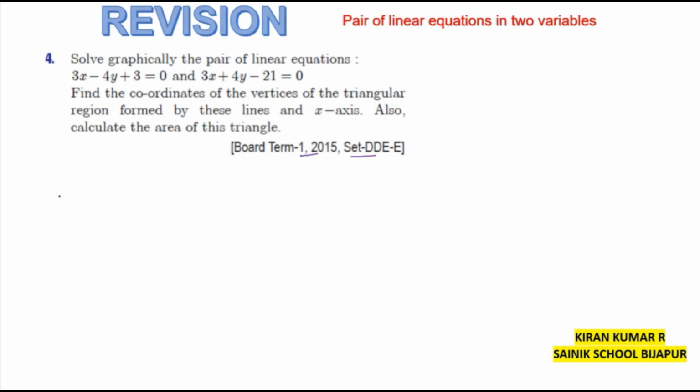I will find out the x and y coordinates. You can plot the graph and obtain a triangle and then find the area of the required triangle. Let me consider the equation 3x minus 4y plus 3 equal to 0. We get y as (3x plus 3) upon 4.